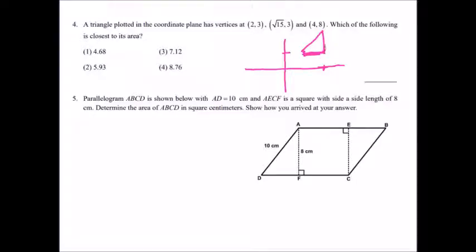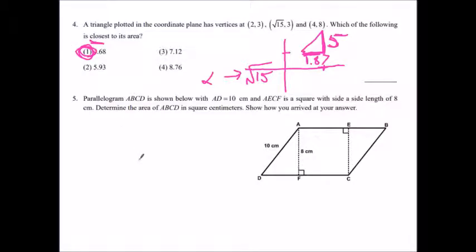What we're trying to do here is find which one is closest. Let's find the distance from 2 to the square root of 15, since these are both at 3. On my calculator, I'm going to do square root of 15 minus 2. So that bottom has a distance of about 1.87. And then from 3 up to 8 is about 5. So if I do 1.87 times 5 and then divide by 2, I get 4.682, which is close to choice number 1.